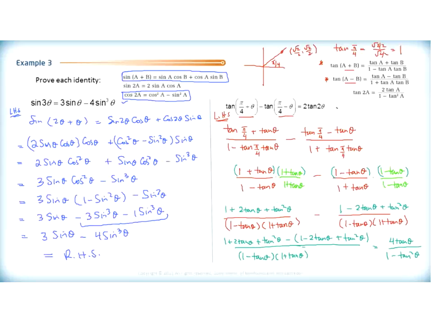So let's take the right side here and let's rewrite that as 2 times 2 tan theta over 1 minus tan squared theta. 2 times 2 is 4 tan theta over 1 minus tan squared theta. Compare the two. There's my right side. There's my left side. I think you'll agree that I've proven the identity.